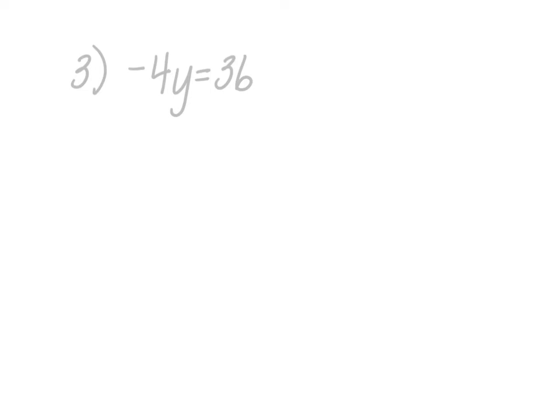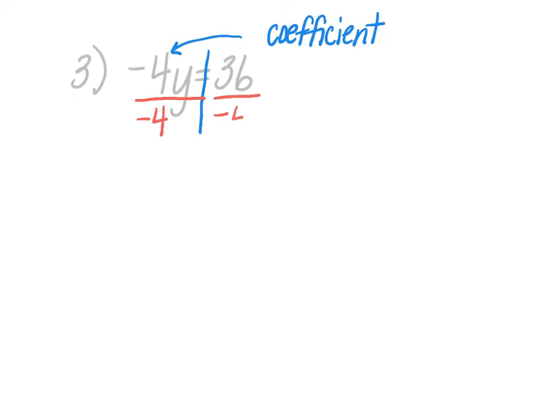Problem number 3, -4y is equal to 36. So a vocabulary word here would be that -4 is what we call a coefficient. A coefficient is the number that we're multiplying our variable by. So we're multiplying -4 times y. So the opposite of multiplying by a -4 would be dividing by a -4. So I'm going to divide both sides of my equation by -4. Well, on the left side, -4 divided by -4 leaves me with a +1, which I don't have to write. You can if you like. I'm not going to, but it leaves me with y is equal to 36 divided by -4 is -9.